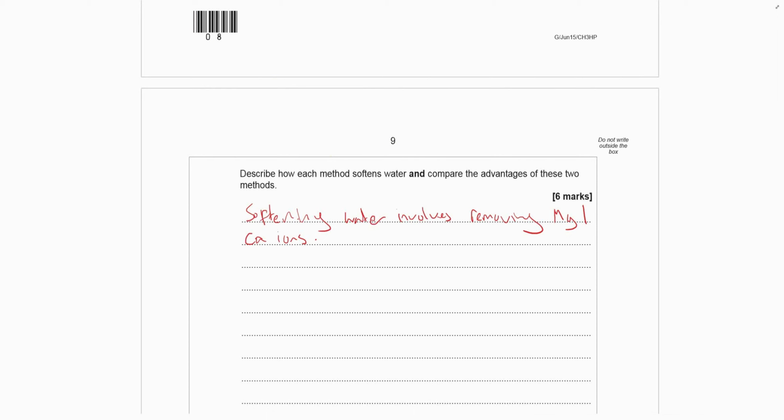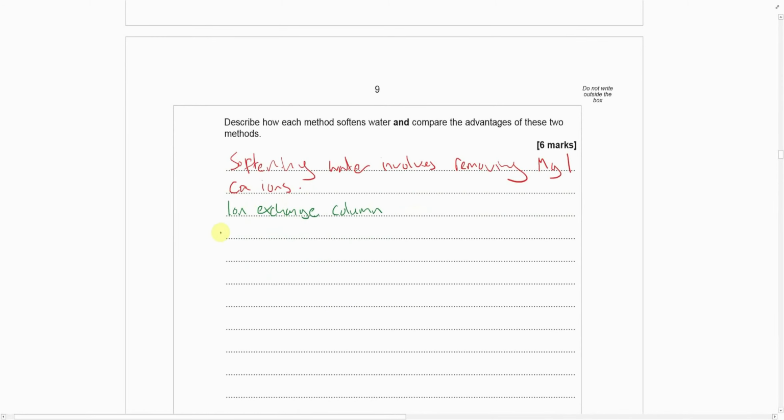We'll start with the ion exchange column. So the ion exchange column has a resin, which usually contains either Na plus or H plus ions. These exchange with the Mg or the Ca ions, obviously making water soft.